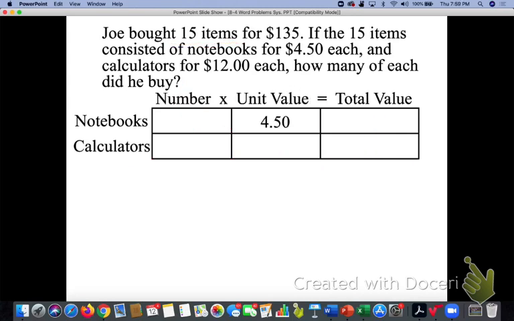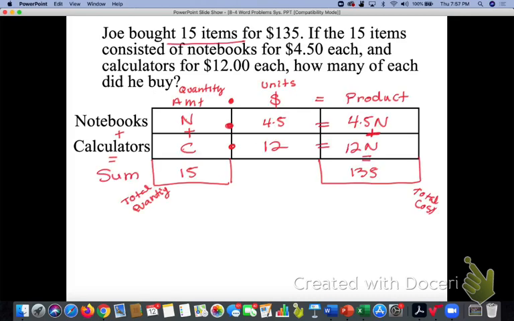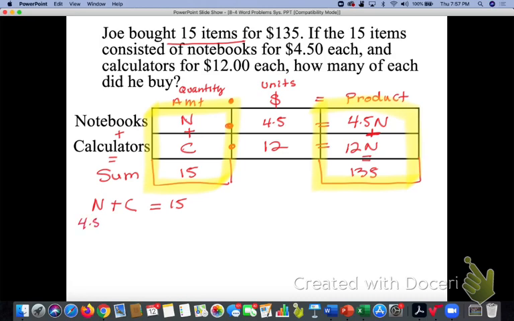All right, so let's go back. Let's go back to mine. Okay, I'm going to just erase that part. So what we have here are our 2 equations. There's one equation, and here's another. So we have N plus C equals 15. And the other equation is 4 5/10 N plus 12C equals 135.